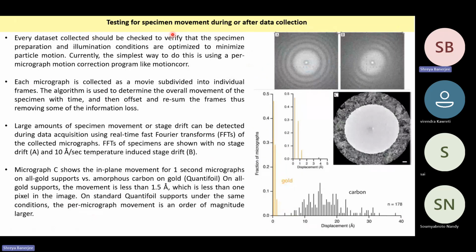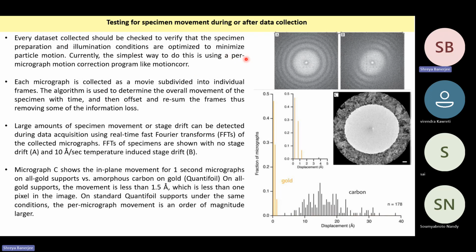Now, every data set collected should be verified that the specimen preparation and illumination conditions are optimized and that the conformational variability is minimized. So we had seen that if there is a variation in conformation, that is dynamics, then resolution would be decreased. So that should be taken care of, and also the illumination and everything would be maximized to get a well-resolved image.